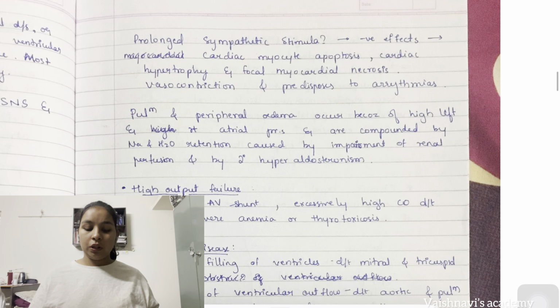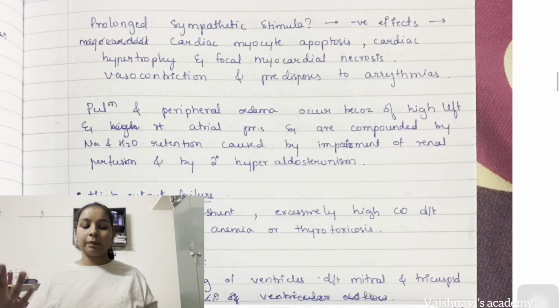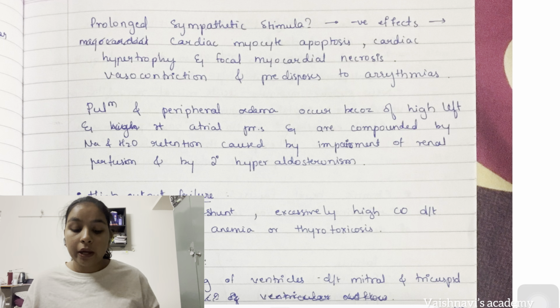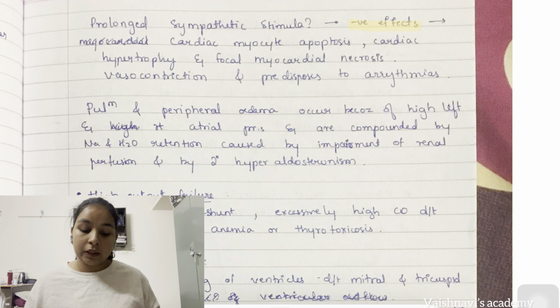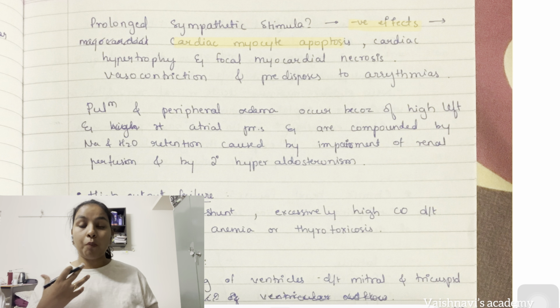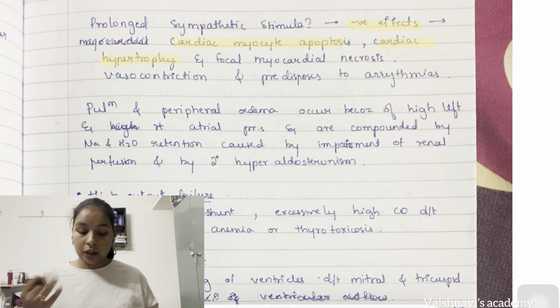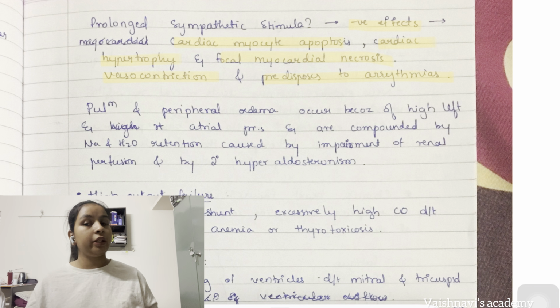Now the same thing is explained. Prolonged sympathetic stimulation: the sympathetic nervous system is stimulated for a prolonged period of time. It will have negative effects, that is, cardiac myocyte apoptosis, death of cardiac cells. Then we have cardiac hypertrophy, an increase in the size of cells in the heart, or focal myocardial necrosis, which is necrosis in myocardial cells. Also vasoconstriction, and it predisposes to arrhythmias.